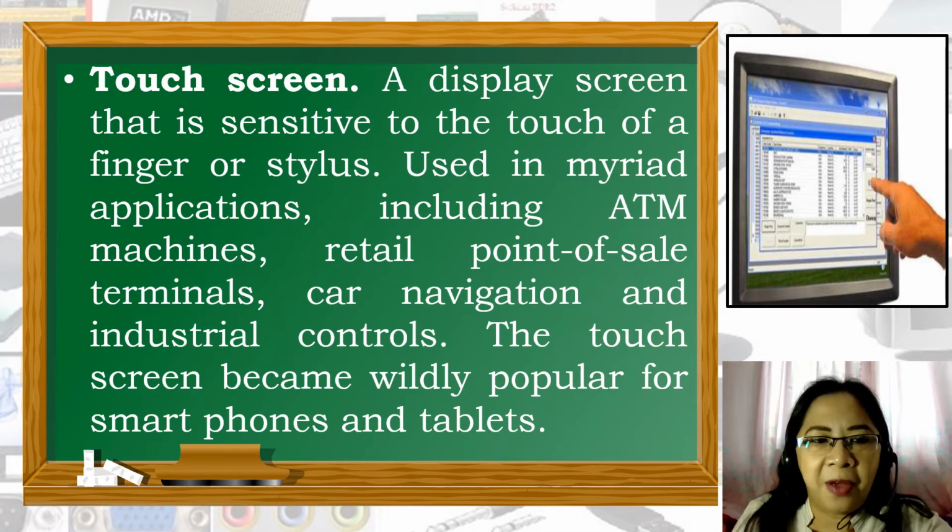Another pointing device is the touch screen, a display screen that is sensitive to the touch of a finger or stylus, used in myriad applications including ATM machines, retail point-of-sale terminals, car navigation, and industrial controls. The touchscreen became wildly popular for smartphones and tablets.